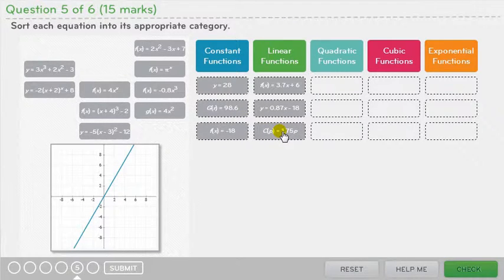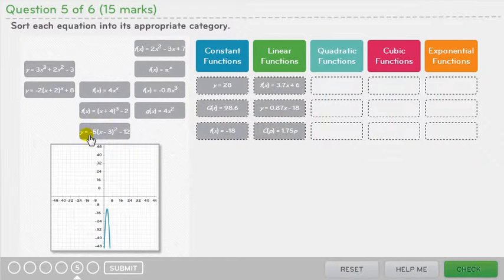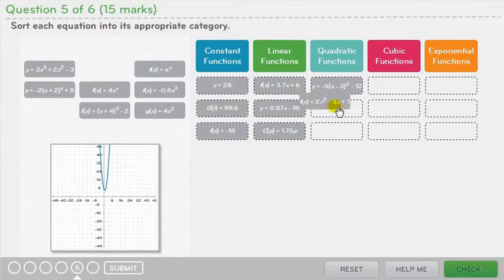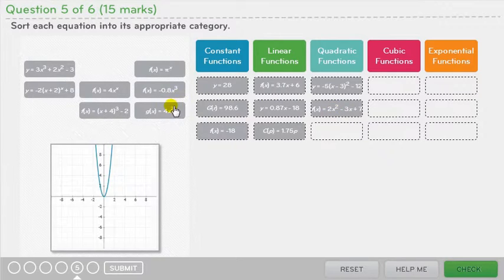Quadratic functions have x raised to the highest power of 2 and form parabolas. Y equals negative 5, x minus 3 all squared minus 12 is a quadratic function. It has x raised to the highest power of 2, and it forms a parabola opening down. F of x equals 2x squared minus 3x plus 7 has x raised to the highest power of 2, and it forms a parabola opening up. And g of x equals 4x squared is a parabola opening up with x raised to the highest power of 2.